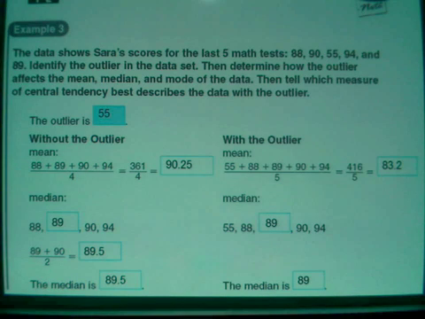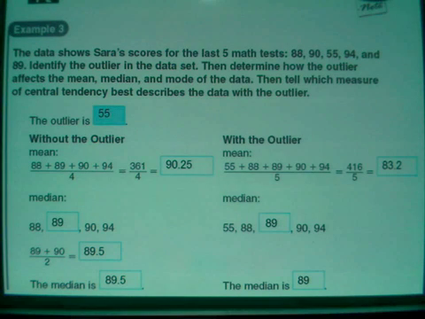Median is a little bit simpler. Again, the median is just the middle number when they're in order from least to greatest. As you can see, with the outlier, the middle number is 89. When I throw out the outlier, there are actually 2 middle numbers now, 89 and 90. Again, when there are 2 middle numbers, you have to average them. So I'm going to take 89 and 90 and add them together, and after I divide by 2, I get 89.5.